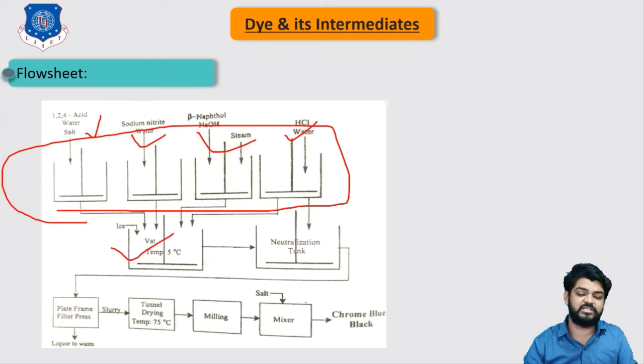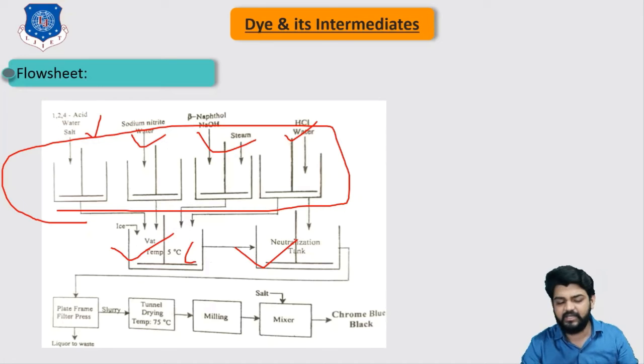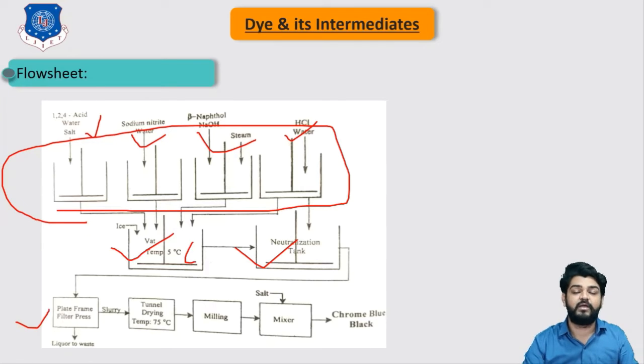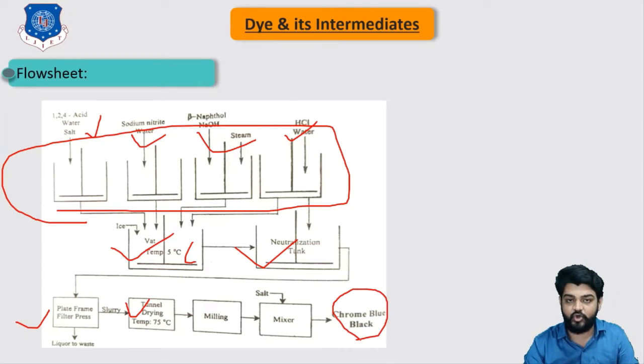After this the reaction mass is being sent to the neutralization tank, in which we are neutralizing it with the help of HCl. And later we are filtrating in the plate and frame filtration. And after that we are drying our slurry, and ultimately we are mixing it with the help of different salt, and ultimately we are getting the chrome blue black of desired purity.